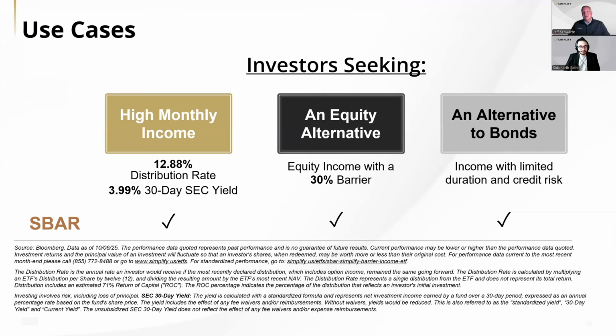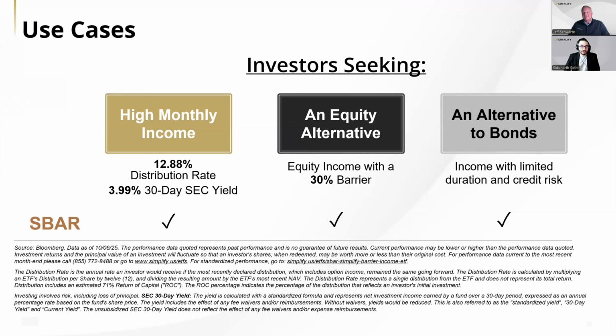And lastly, investors looking for an alternative to bonds. Again, we're creating income. There's limited duration exposure in the form of treasuries, no counterparty risk, and no credit risk because we're not buying individual bonds. Sid, what are your thoughts on this particular slide of investors seeking different outcomes?